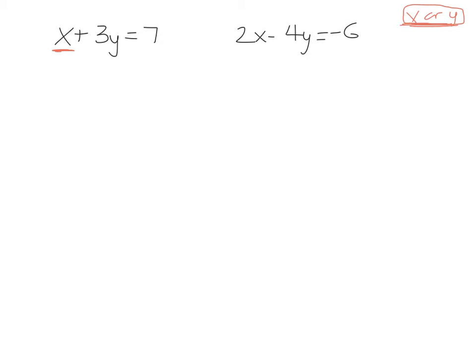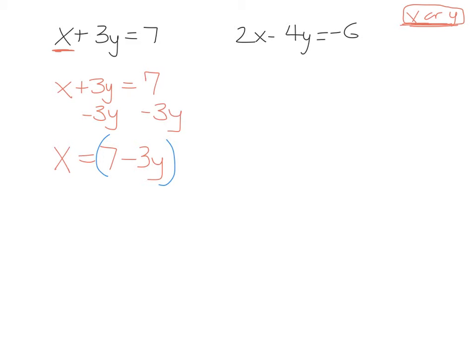So of all the variables that you see, you're going to find one that doesn't have a number in front of it, and that's the equation you'll start with, and you'll get that variable alone. So to get that alone, I just need to subtract 3y. I get x equals 7 minus 3y. I know what x equals now. It equals 7 minus 3y. I put parentheses around it. I go to my other equation. I solved for x. I know what x is, so I put parentheses around x. I take this and substitute it in.